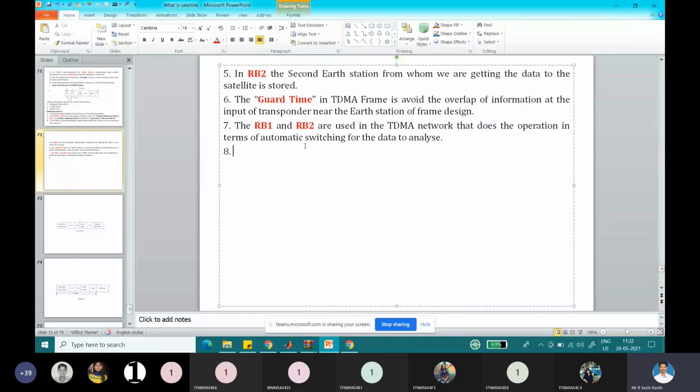Reference burst helps to synchronize the earth station with the satellite. It helps you to synchronize the earth station with the satellite in this manner.